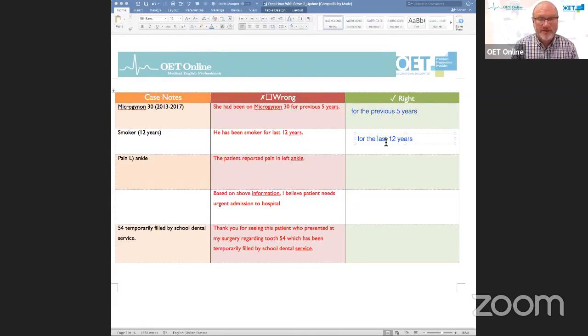"Pain, L ankle." The patient reported pain in... help me with this one, in what goes here? I think you know the answer. I'll read the others as well. "Based on above information, I believe patient needs urgent admission to hospital." "Thank you for seeing this patient who presented at my surgery regarding tooth 54, which has been temporarily filled by school dental service." Thank you, Sandia.